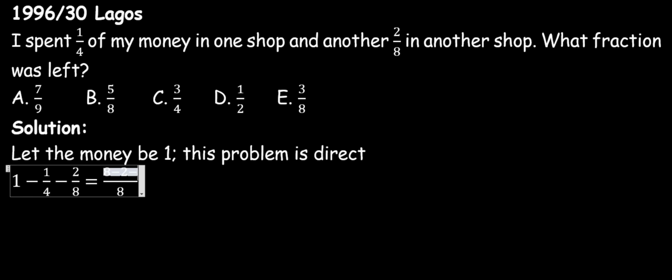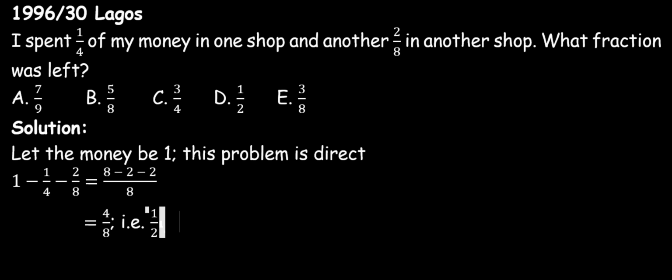LCM is 8. So in the first case, 1 divided by 8 is 8, and 8 times 1 gives you 8 there. Minus, then you have 4 divided by 8 is 2, and 2 times 1 gives you 2 there. In the last case, 8 divided by 8 is 1, and 1 times 2 gives you 2. Hence, the result at the numerator, and when we do the subtraction, we'll be left with 4/8, which is the same as 1/2.